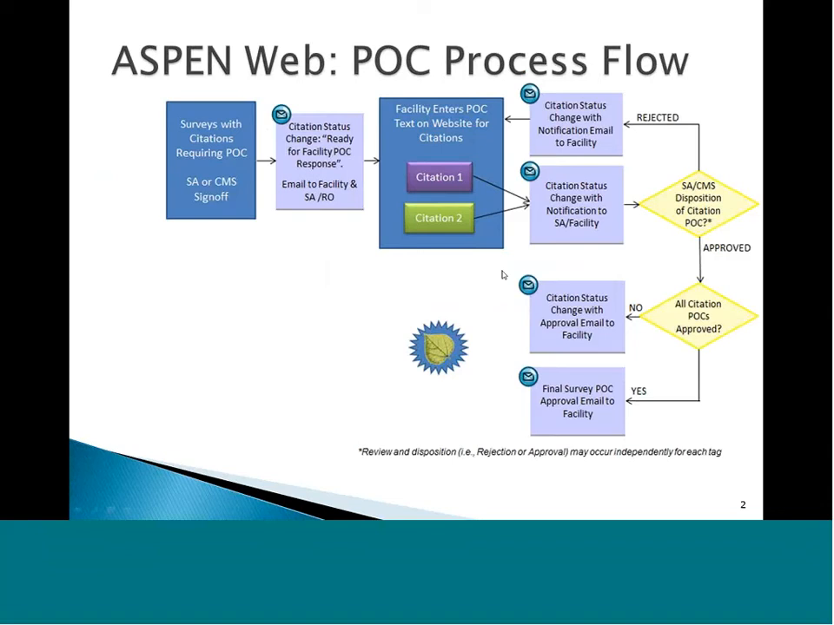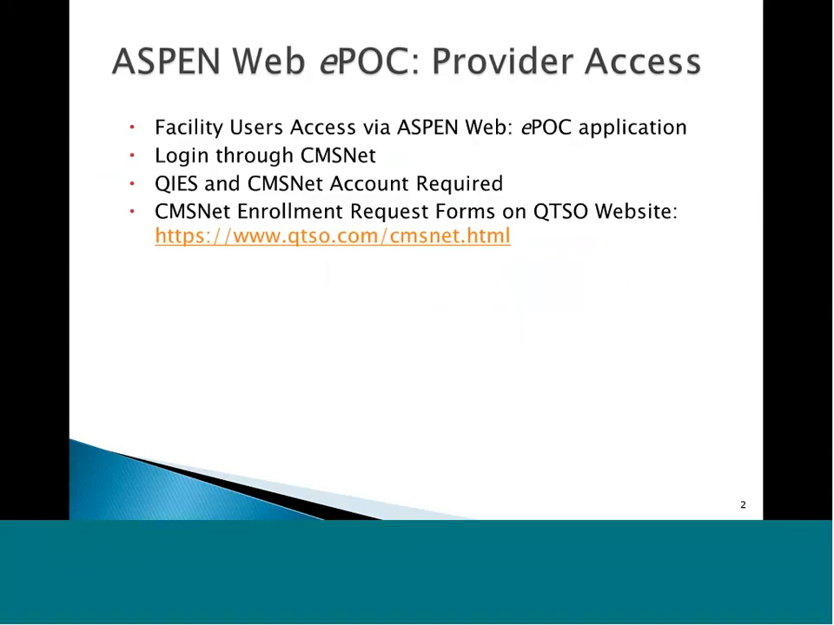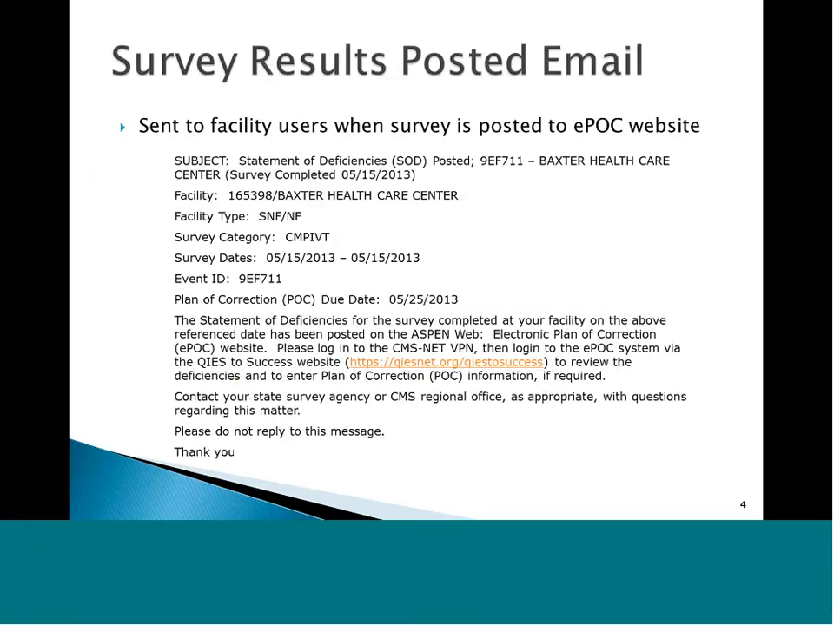Let's take a look now at some examples of what those emails actually look like. First of all, the survey results posted email. This email will generate to all facility users who are enrolled in the ePOC, and you will see this email in your inbox. Notice it just lets you know that the survey has been posted to the ePOC website. As we just looked at, you would then need to log in, go to that survey list, drill down and look at the statement of deficiencies, and enter the plan of correction as needed.